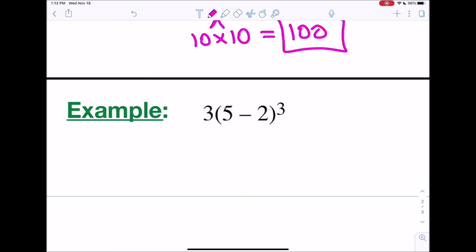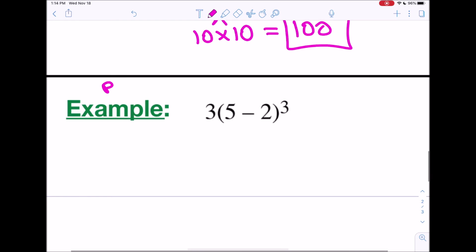And last but not least, what happens when we have a parentheses with stuff going on in the center of it, plus an exponent, but there's also the parentheses being multiplied by 3? How does this work? Okay, so once again, parentheses, exponent, multiplication slash division, addition slash subtraction. Okay, that's our order of operations.